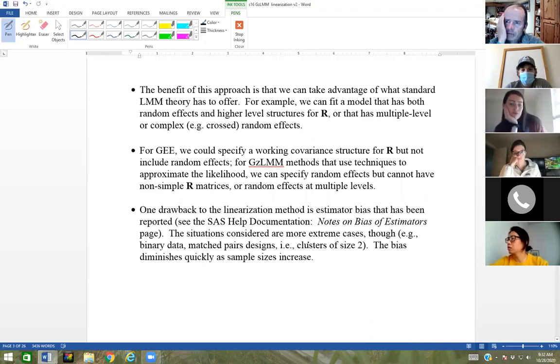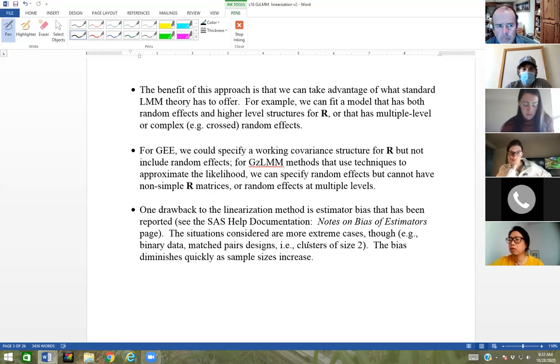So the benefit is that we can take advantage of what standard linear mixed model theory has to offer. So we can include random effects, and we can also specify error covariance structures. Even though we talked about before how the generalized linear mixed model, in the model that we've defined, doesn't have an error term, this particular algorithm actually allows us to adjust for both random effects and specific error covariance structures.